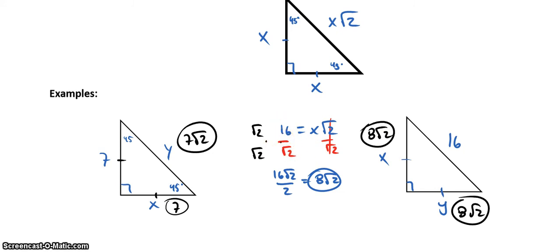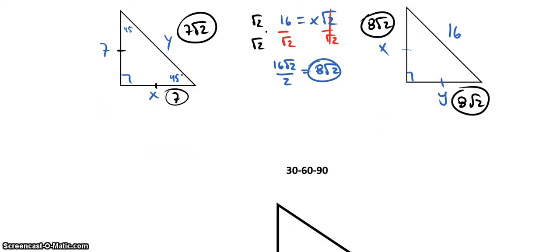Alright, so with 45, 45, 90s, there's really only two situations that can happen. I give you the leg, this leg's the same, multiply by root 2, or I give you the hypotenuse, divide by root 2, and you know both of the legs. Alright, so that's our first triangle, 45, 45, 90.